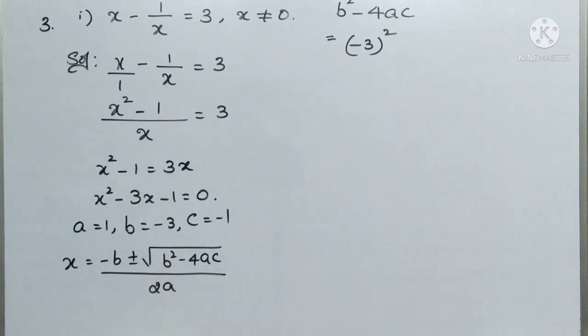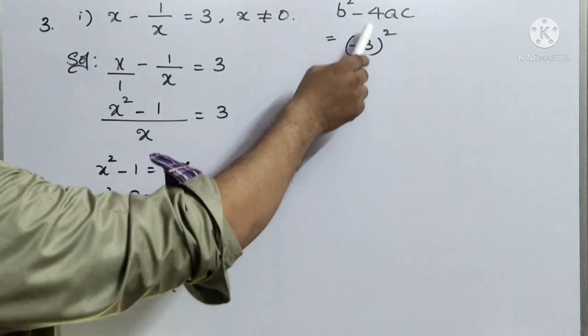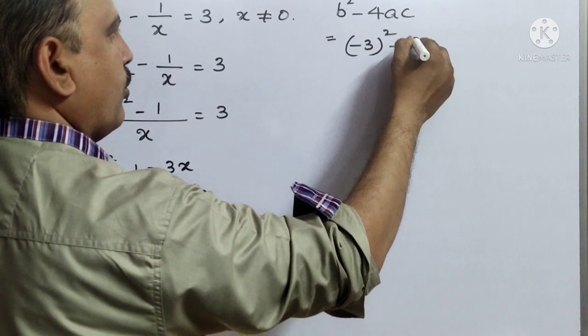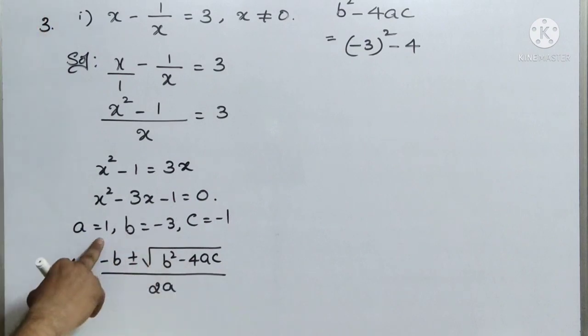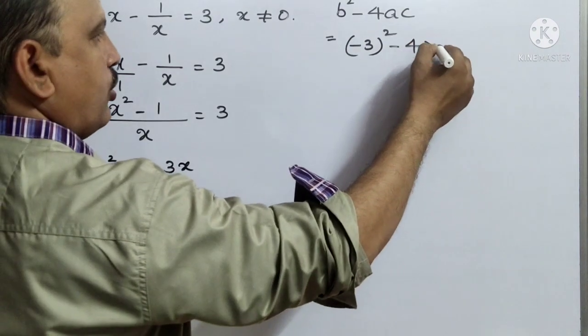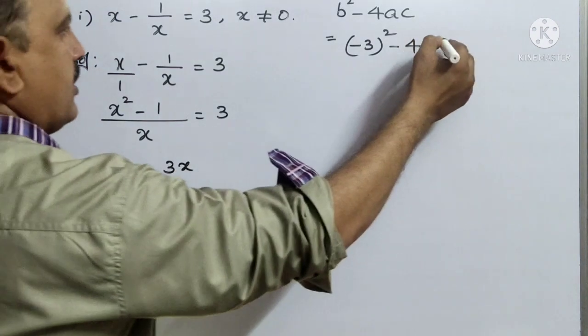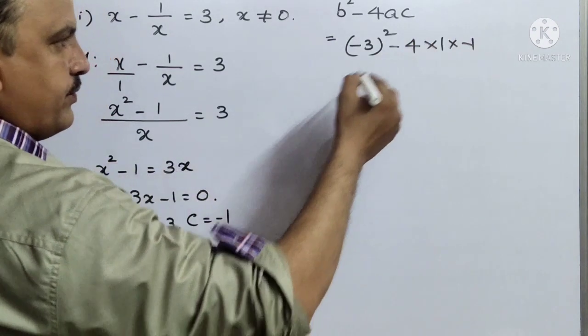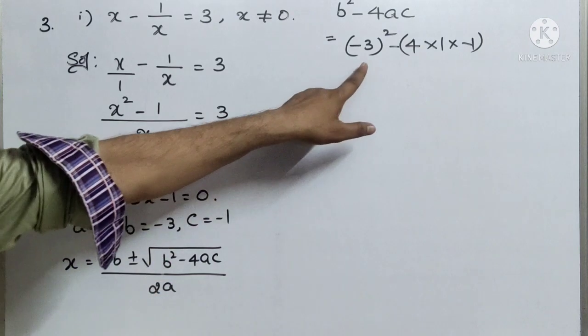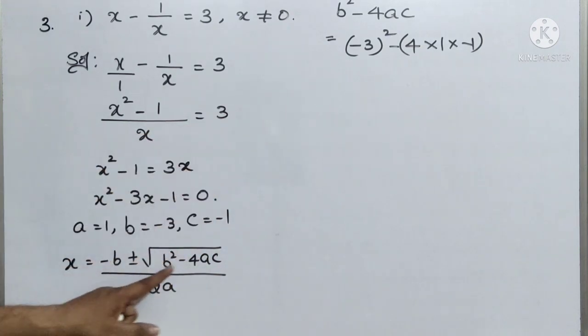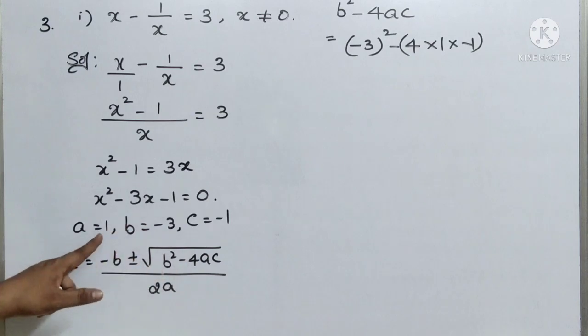So first you solve that b square minus 4ac, children. So what is b value? Minus 3. So minus 3 whole square minus 4ac. 4ac means 4 into a into c. So a value is 1 and c value is minus 1. If you want you can write it in bracket, no problem. Okay. So b square means, b means minus 3. So minus 3 whole square minus 4ac. 4ac means 4 into a means 1, c means minus 1.